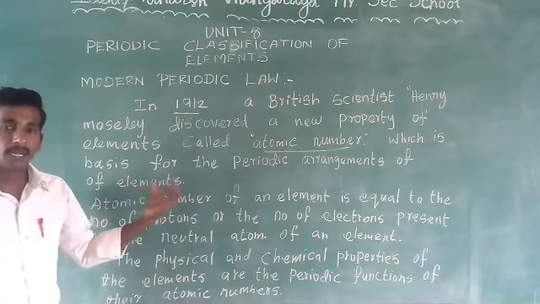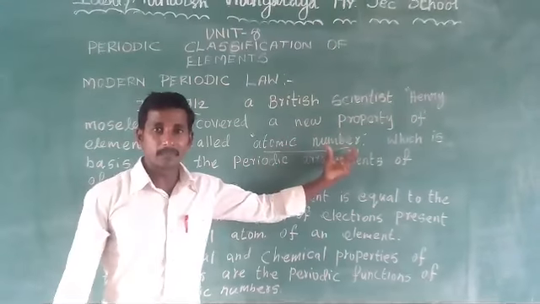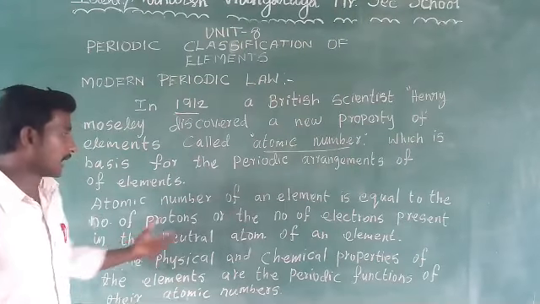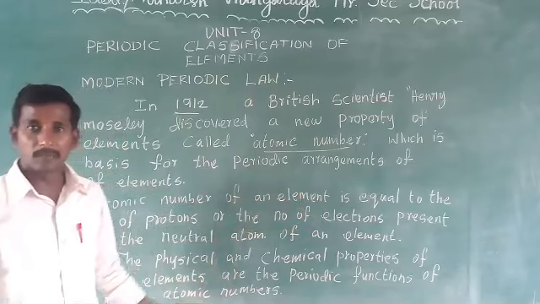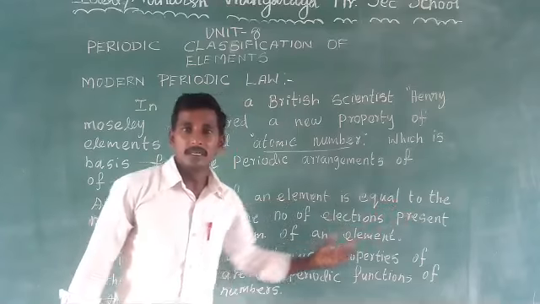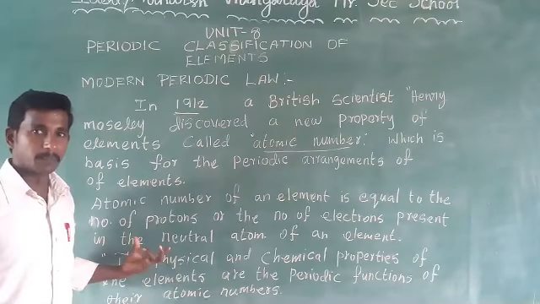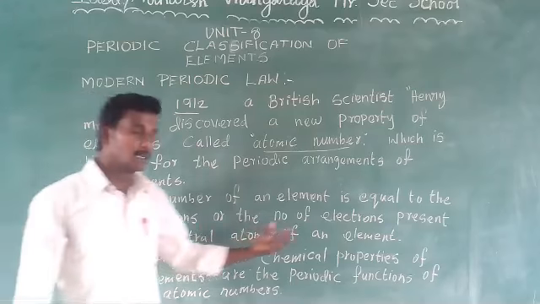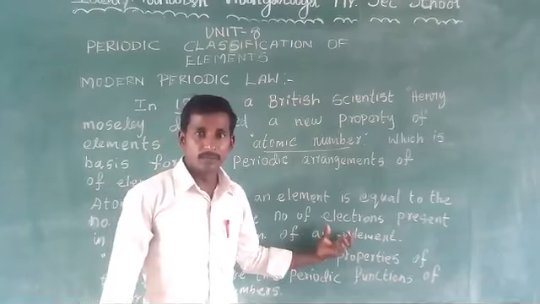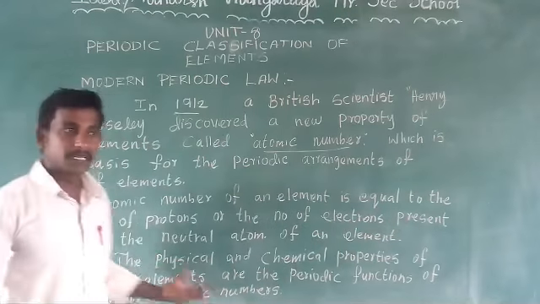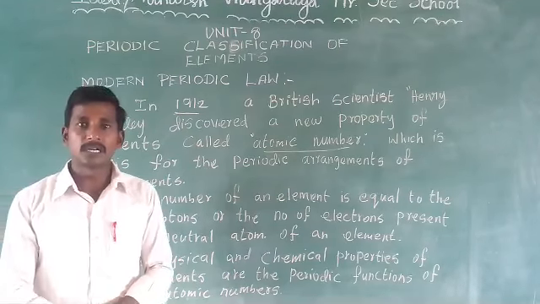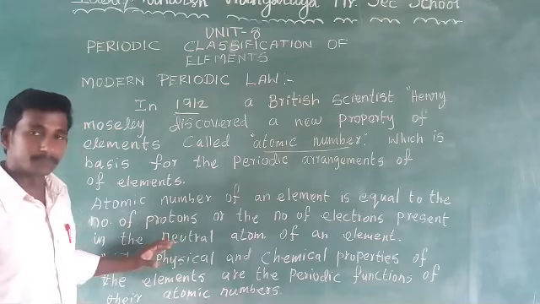Here, what is atomic number? The atomic number of an element is equal to the number of protons, or the number of electrons, present in a neutral atom of an element.